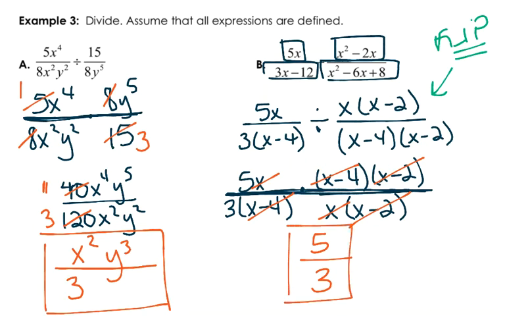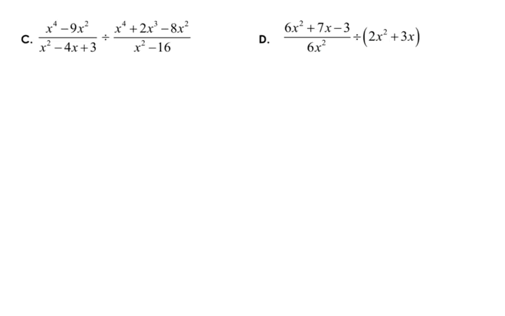Alright, let's try some more. Notice that these polynomials are getting a little more exciting. First thing I'm going to do in the numerator is take out a GCF. So I've got an x squared, and I'm left with x squared minus 9. I'm just going to squeeze it in above there. So now my new numerator looks like this. I've got x squared, and the x squared minus 9 is x plus 3, x minus 3.